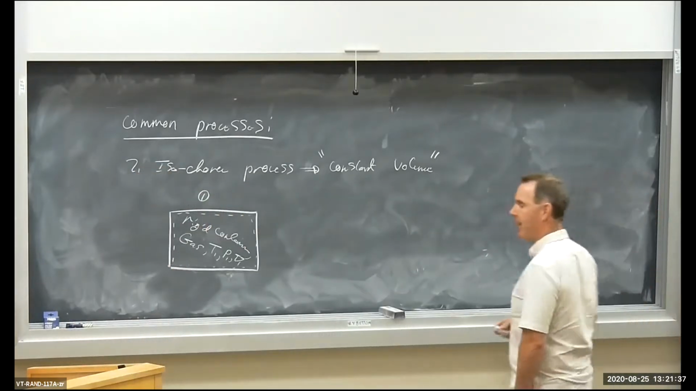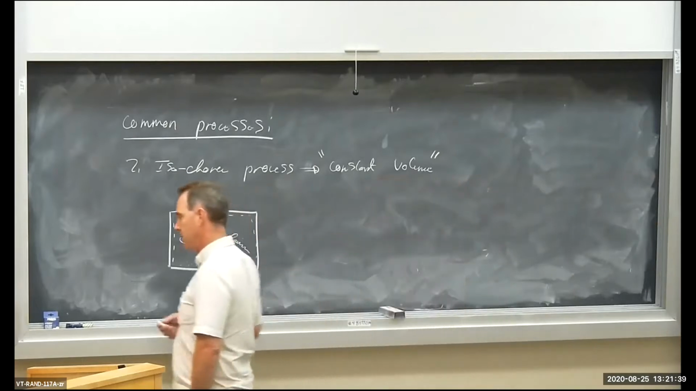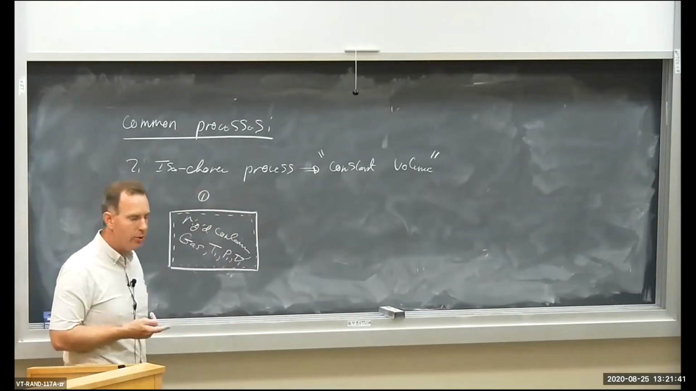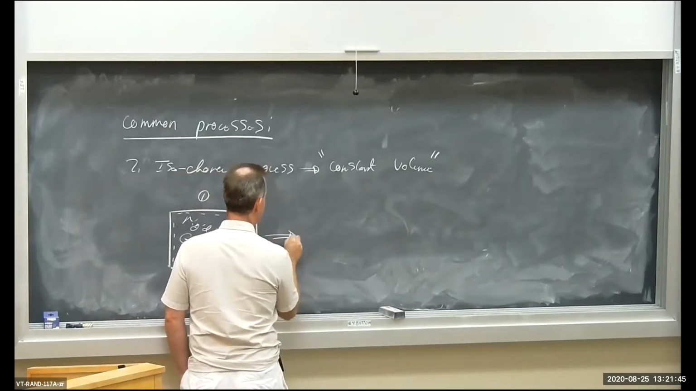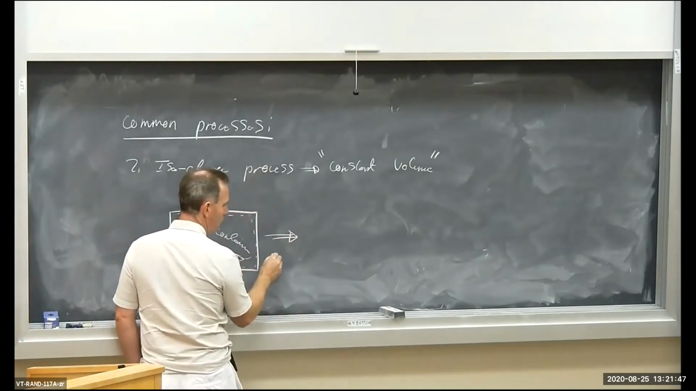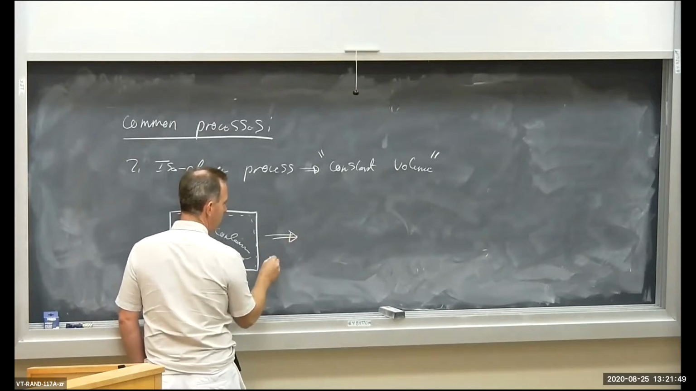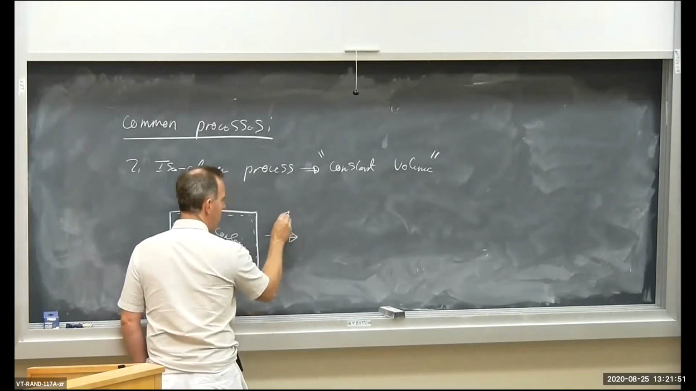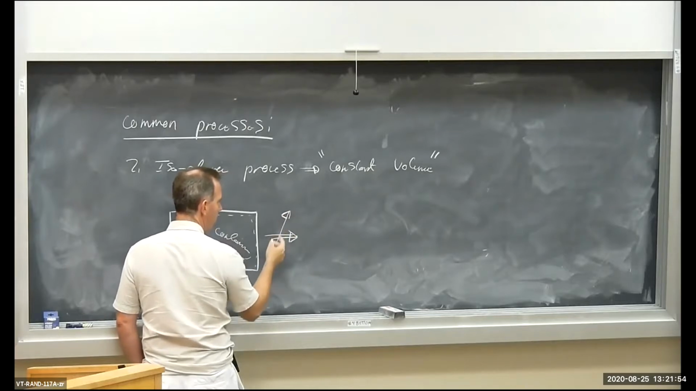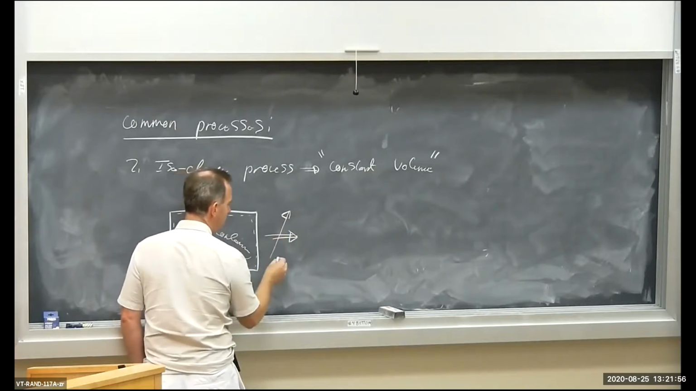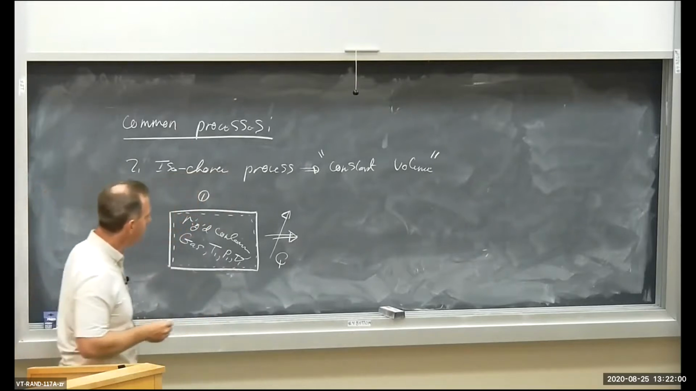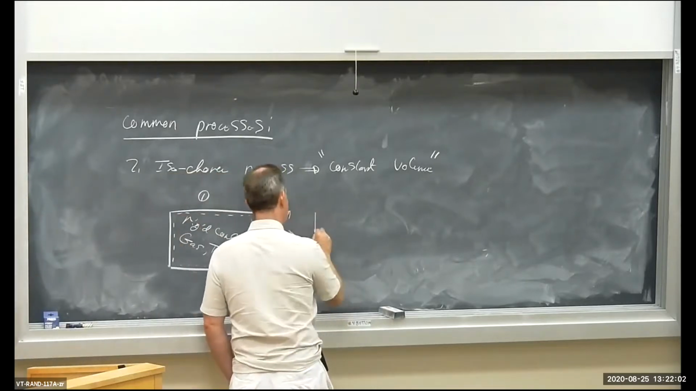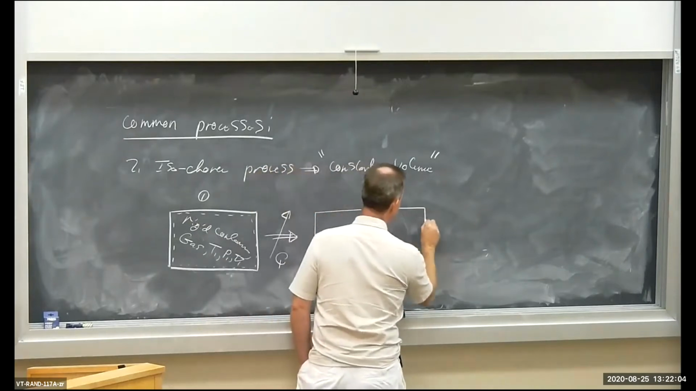And now I'm going to add some heat. I'm going to add some heat to this gas contained in a rigid container. Look at what I'm drawing here. We're going to state 2, and we go to state 2 by adding heat. Look at the arrow. The arrow indicates I'm adding heat. So I'm going to put Q here. I'm adding heat, and I end up with state 2.